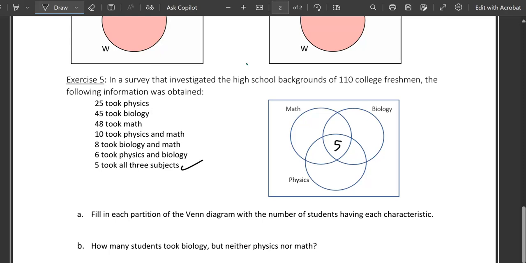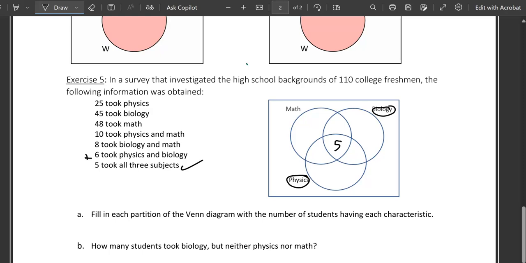And then I go on from there. The next one here, 6 took physics and biology. So if you got physics and biology, right here is physics, right here is biology. 6 took them both. We already have a little bit of an overlapping in the center, don't we?